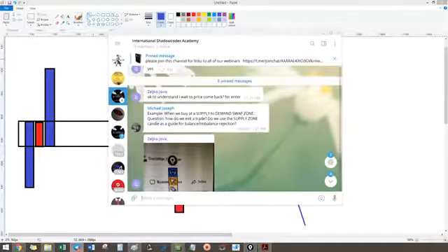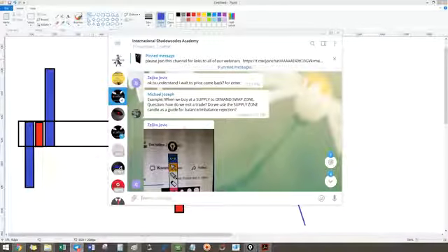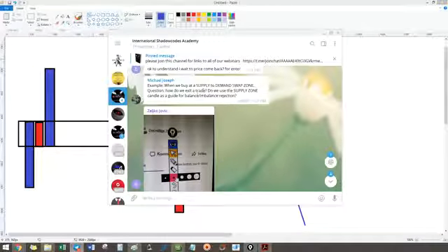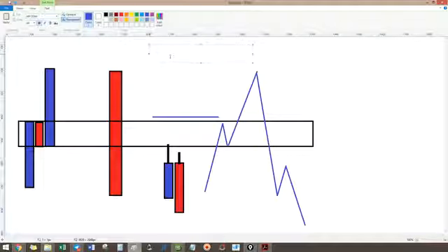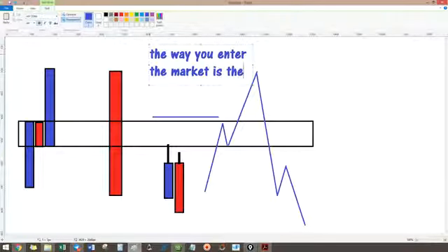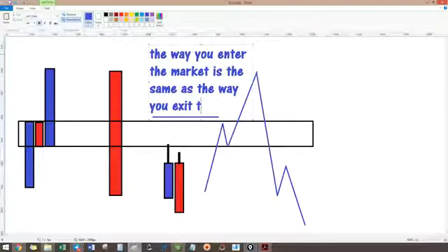Second one, when we buy at a supply demand zone, how do we exit the trade? Do we use the supply zone candle as a guide for balance and imbalance? How do you enter a trade? The same way. You enter and exit. The way you enter the market is the same as the way you exit the market.